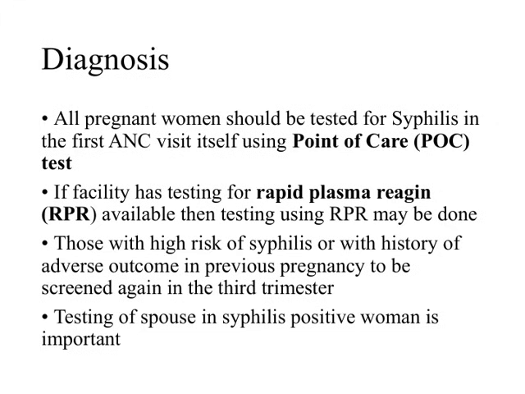Let's talk about diagnosis. It's essential that all pregnant women are tested for syphilis right at their first antenatal care visit. This should be done using a point of care, or POC, test, which allows for quick and easy screening. If the facility has the capability to perform the rapid plasma reagent test, or RPR, then that can be used for testing as well.